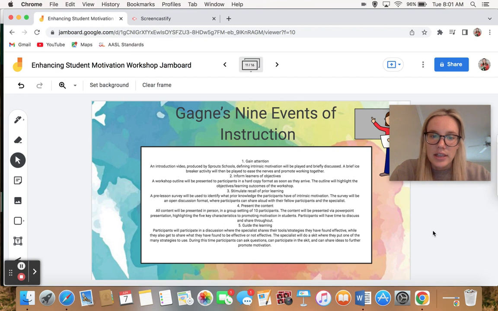So we're going to present a hard copy of the workshop outline as soon as they arrive, and this outline is going to highlight objectives, learning outcomes, and all those things of the workshop, and the specialist will make sure to go over that. Number 3, we're going to stimulate the recall of prior learning. So by doing that, we're going to do a pre-lesson survey. We're going to identify prior knowledge of the participants, and then the survey will be an open discussion format where they just share aloud what they already know.